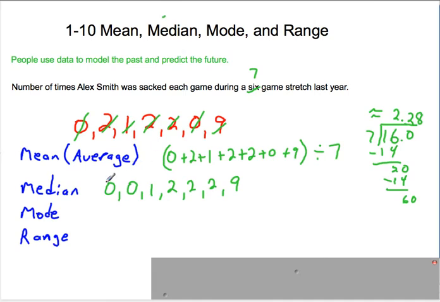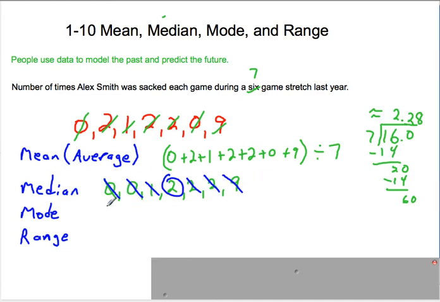Now to find the middle, or the median, what you can do is just start crossing things out from either end. So we can get rid of that one and that one. We can get rid of this one and that one. We get rid of this one and that one, and that'll leave us with a median of 2.